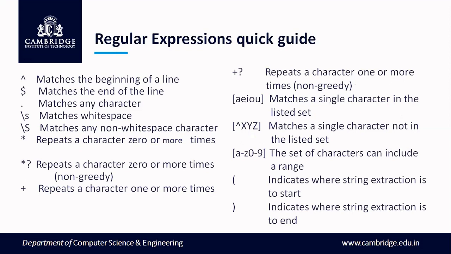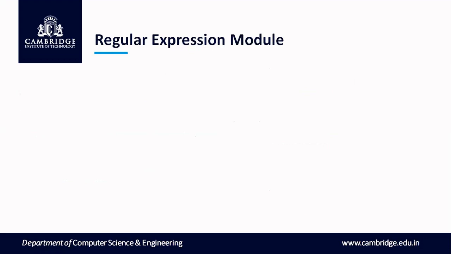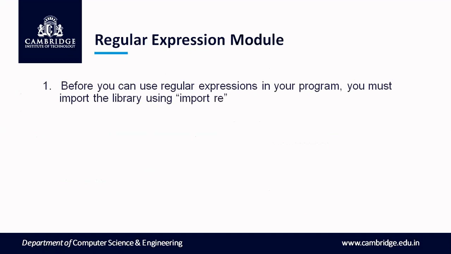So for example, first, the caret symbol matches the beginning of the line, dollar matches the end of the line, and dot matches any character. So there are so many wildcards here which regular expressions support. Now, how do we use this actually? When and how are we supposed to use it? So now we have a certain format to follow. Before you can use regular expression in your Python program, you must import the library using import re.